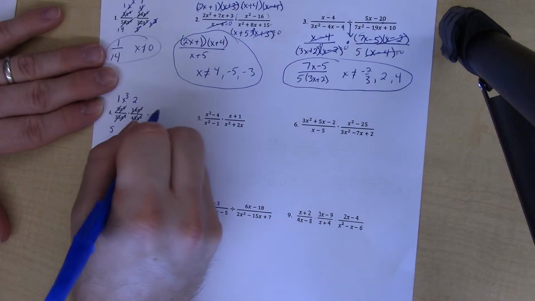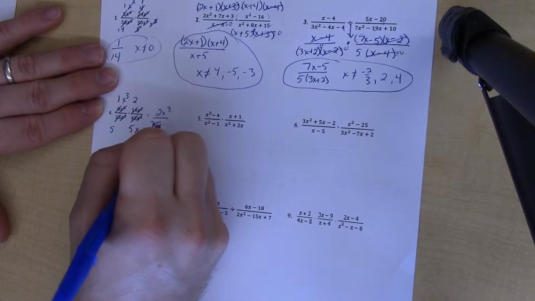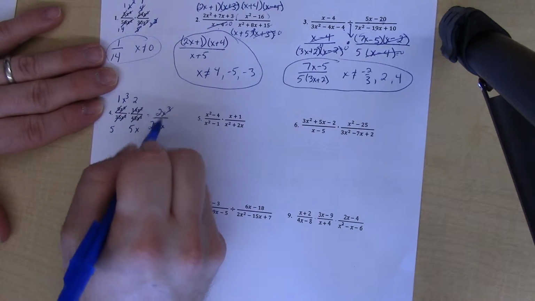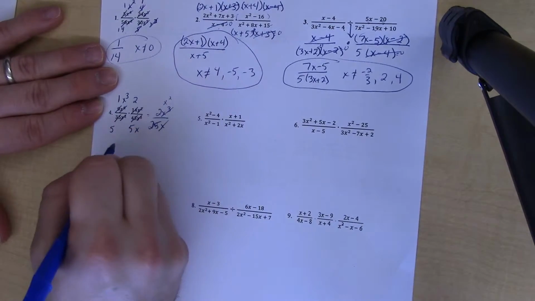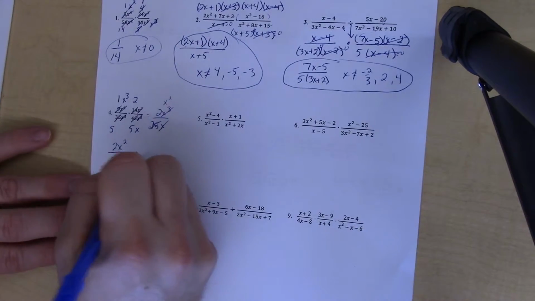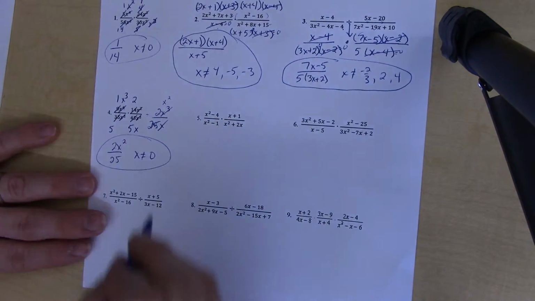Then I'm going to rewrite everything here. I got 2x cubed over 25x. And I'm not done yet. I still got x's on top and bottom. I could take an x out of there and an x out of there, and I'm left with 2x squared over 25. Again, this is a monomial. There's one term, so x cannot equal 0 is my only restriction.